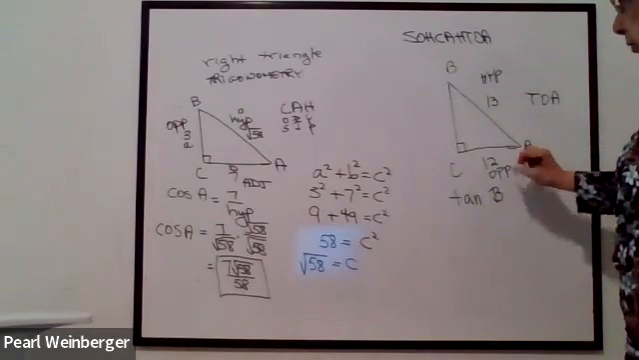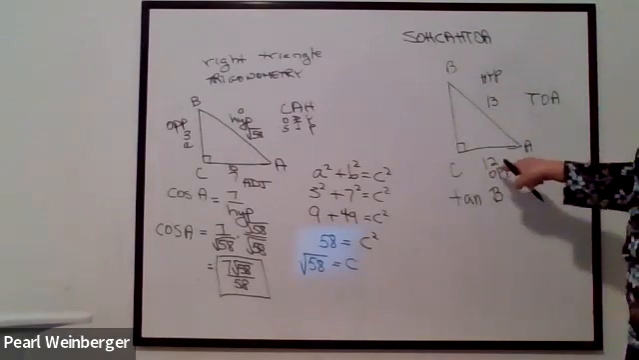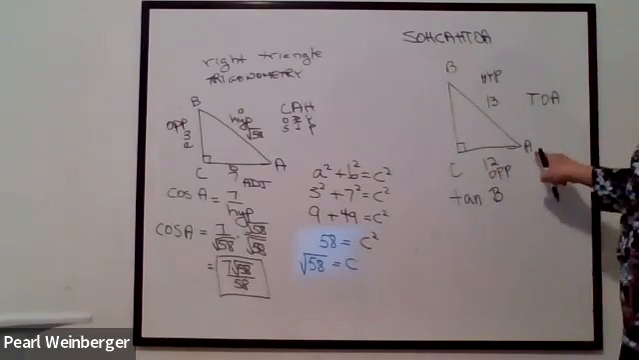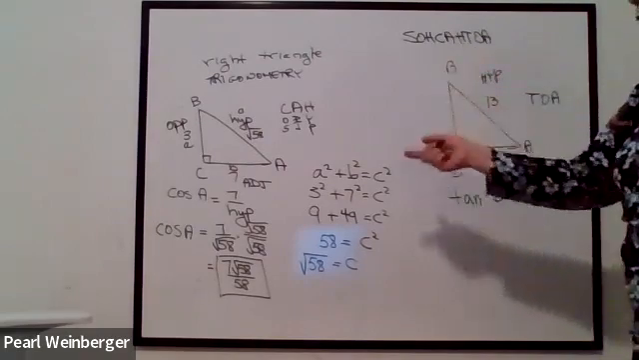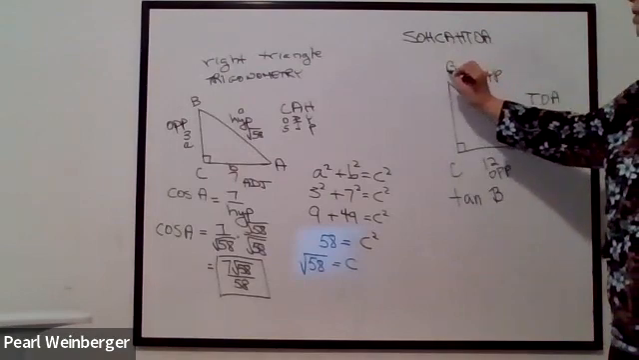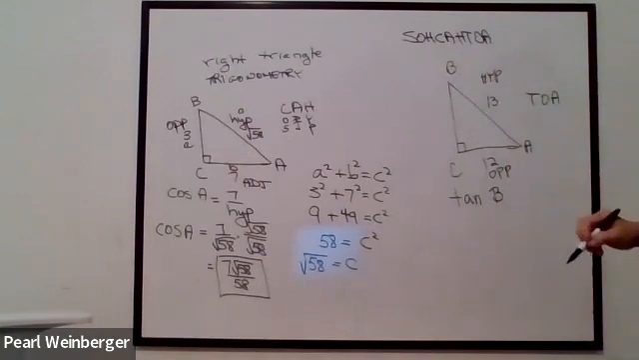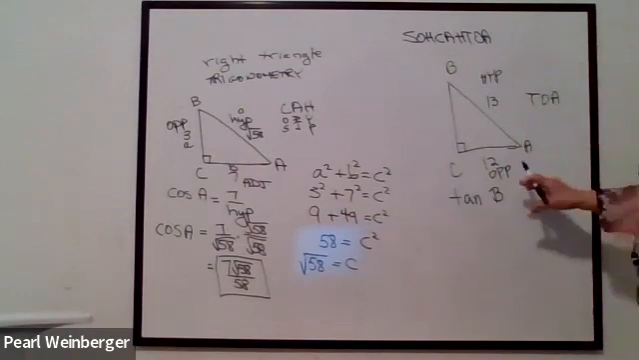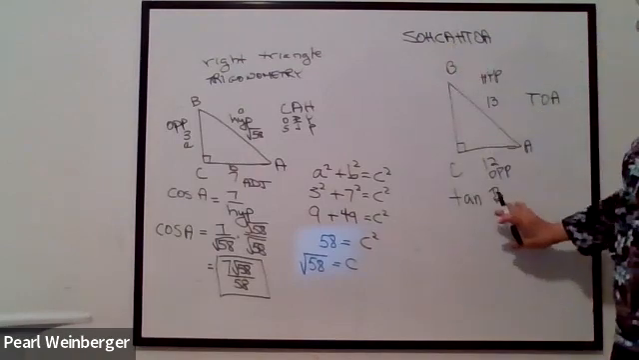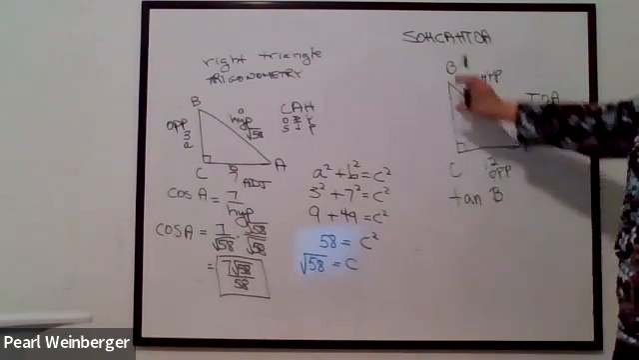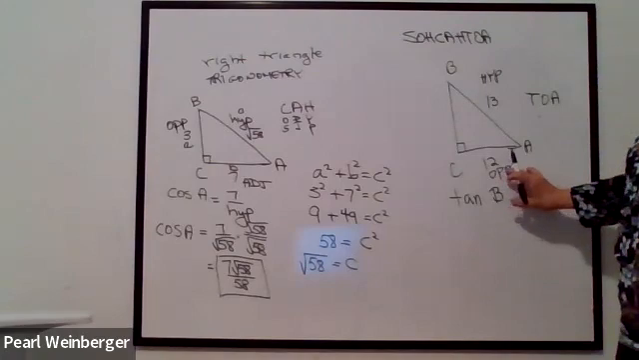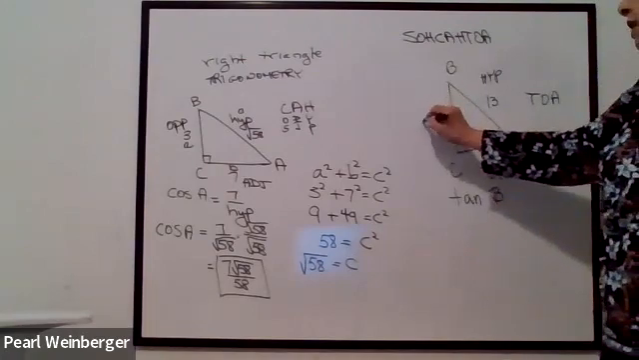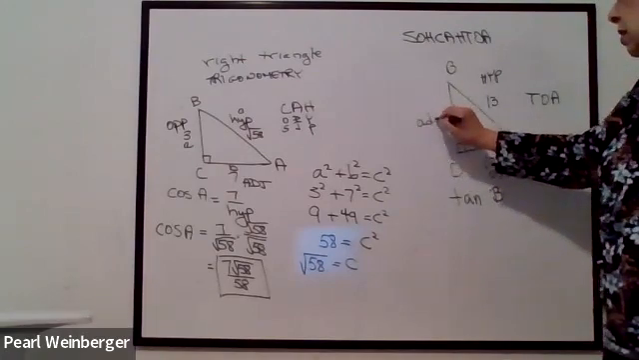In other words, I don't always put the adjacent down here. It depends if I'm looking for the tangent of A, or the sine of A, or the tangent of B. That's why it's important to label this. In this case, since we're looking for tangent B, the one that's across from B is called the opposite. And of course, this one then becomes the adjacent.